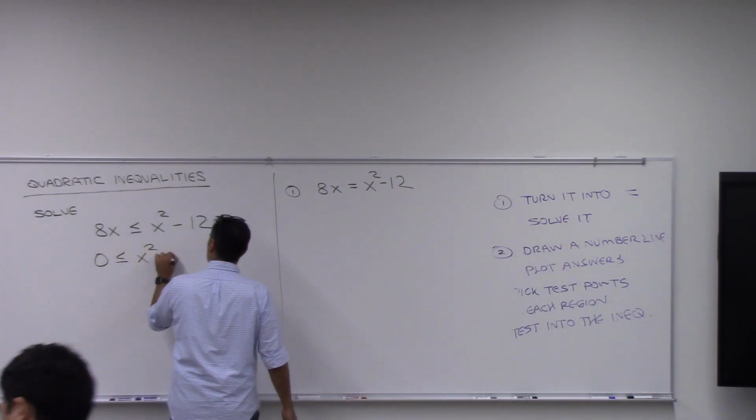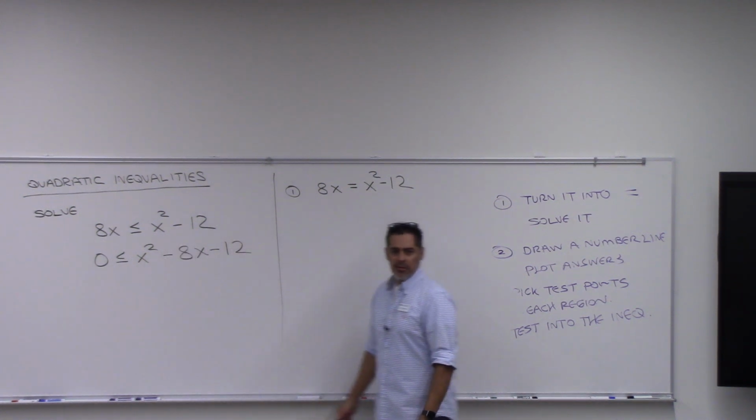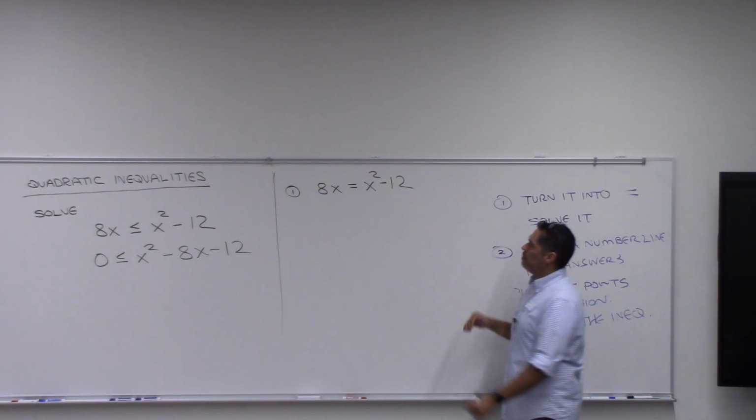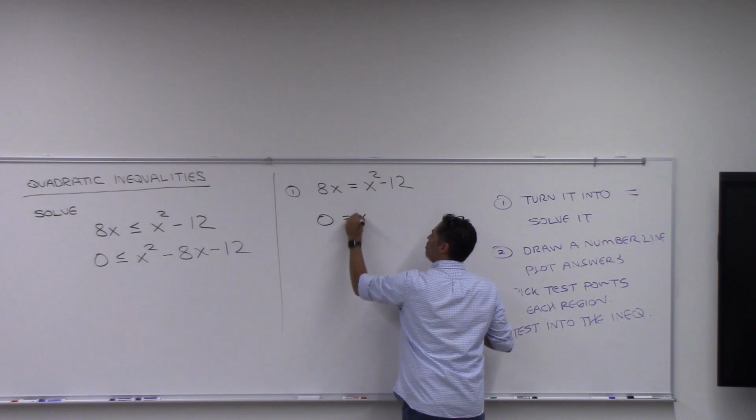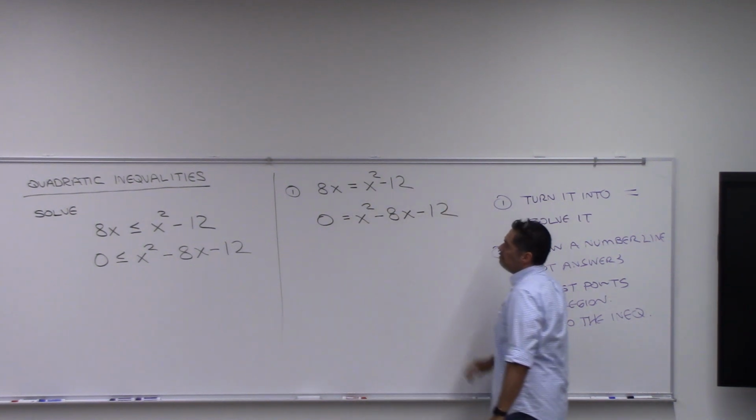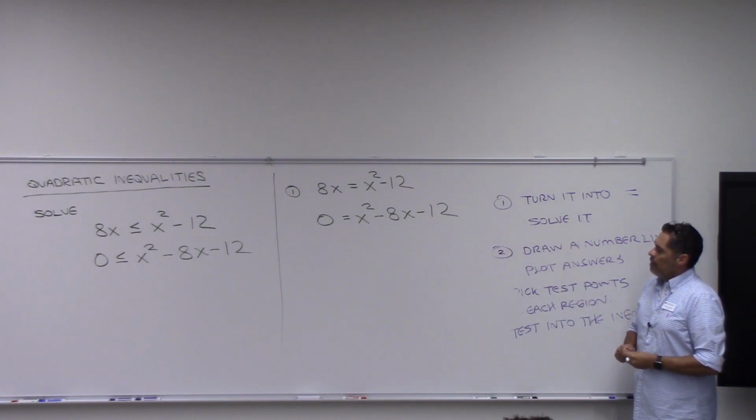Did you put the 8x in the middle? Yeah, you could do that first. But actually, that's what I'm about to do right here. I'm about to move that 8x over to the other side and make it like this. So subtracting 8x on both sides, I get that. And now you have to solve this.